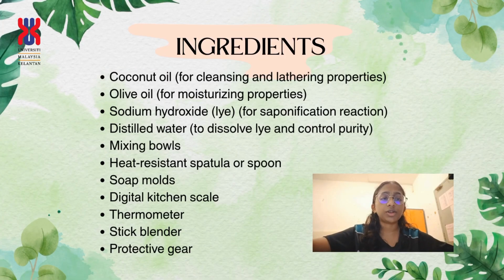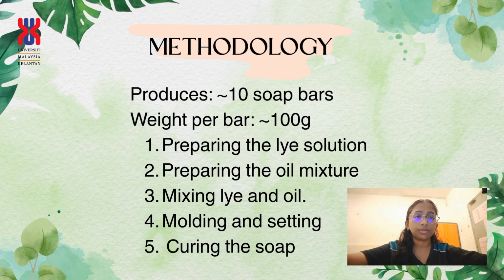I'm going to explain about the methodology, upstream process and downstream process of soap making. The ingredients we used are coconut oil, olive oil, sodium hydroxide and distilled water. As for the apparatus, we used mixing bowls, heat resistant spatula, soap mold, digital kitchen scale, thermometer, protective gear and a stick blender. Next I'm going to explain about the methodology. The following procedure makes about 10 soap bars, each weighing around 100 grams.